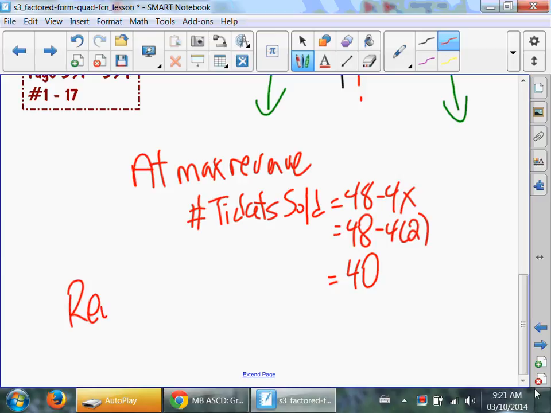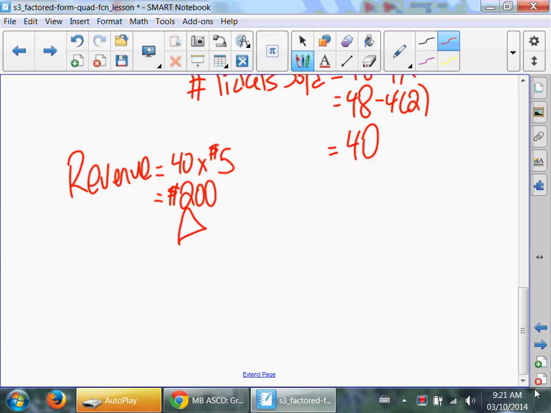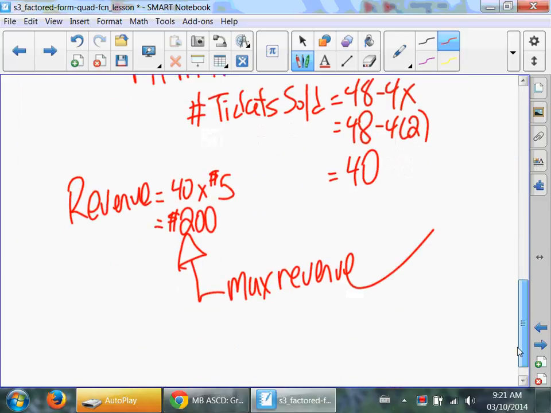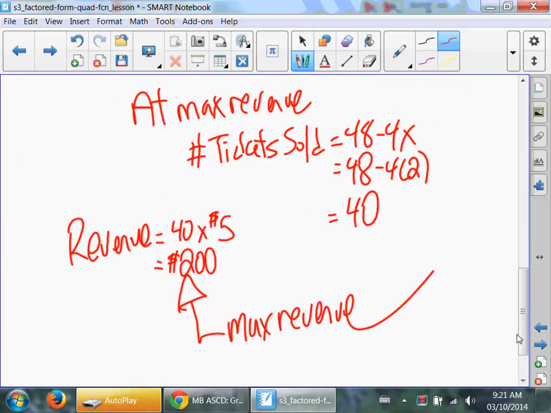Well, the revenue is going to be the number of tickets sold, which is 40, times the price of a ticket, which is $5. So the maximum revenue for student council would be 200 buckaroos. Max revenue. So this point up here is 2 and 200. That's the maximum revenue.